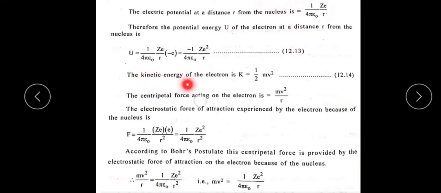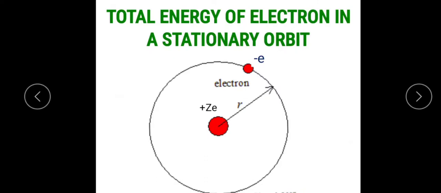The kinetic energy of the electron K, from the general formula, is equal to half mv square. This is a well-known term. Then the centripetal force acting on the electron is mv square divided by r. The revolving electron experiences an electrostatic force of attraction, because the nucleus is a positive charge and the electron is a negative charge. Due to the electrostatic force, these two charges attract each other.